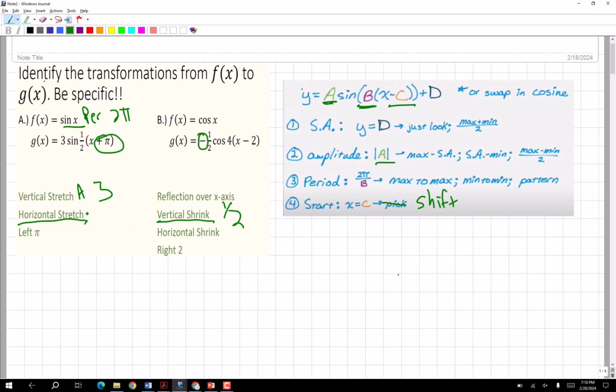See how this one was a stretch? Because 3 is bigger than 1. Yeah, bigger than 1. So this is a shrink because 1/2 is less than 1.